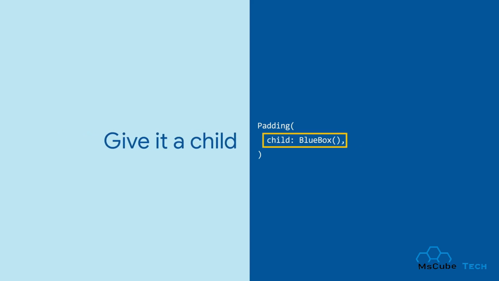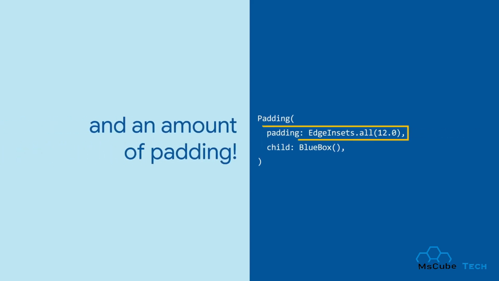Just take the widget you want to put space around and put it as the child of padding. Then, tell it how much space to give with the padding property. Passing in edgeInsets.all, for example, will put the same amount of padding around all sides of the child widget.